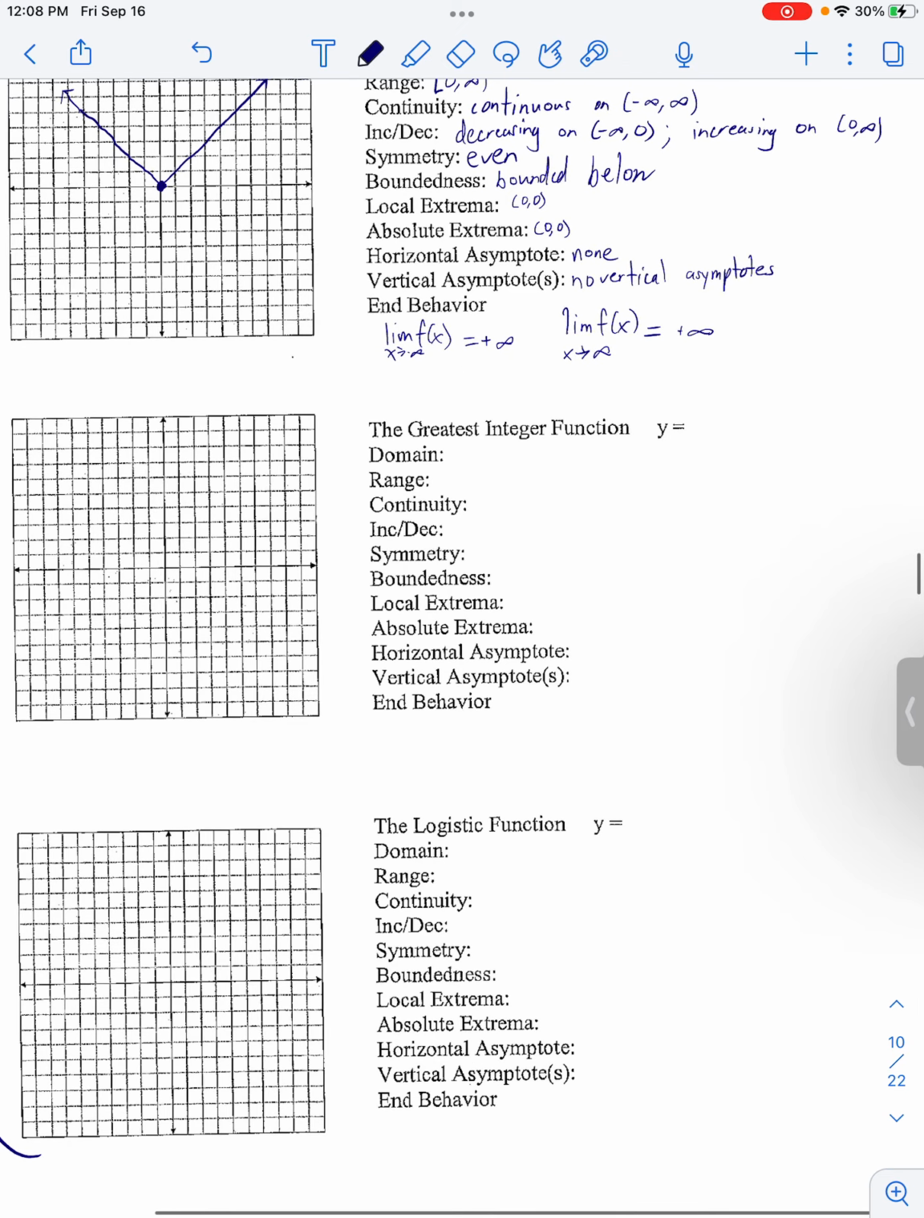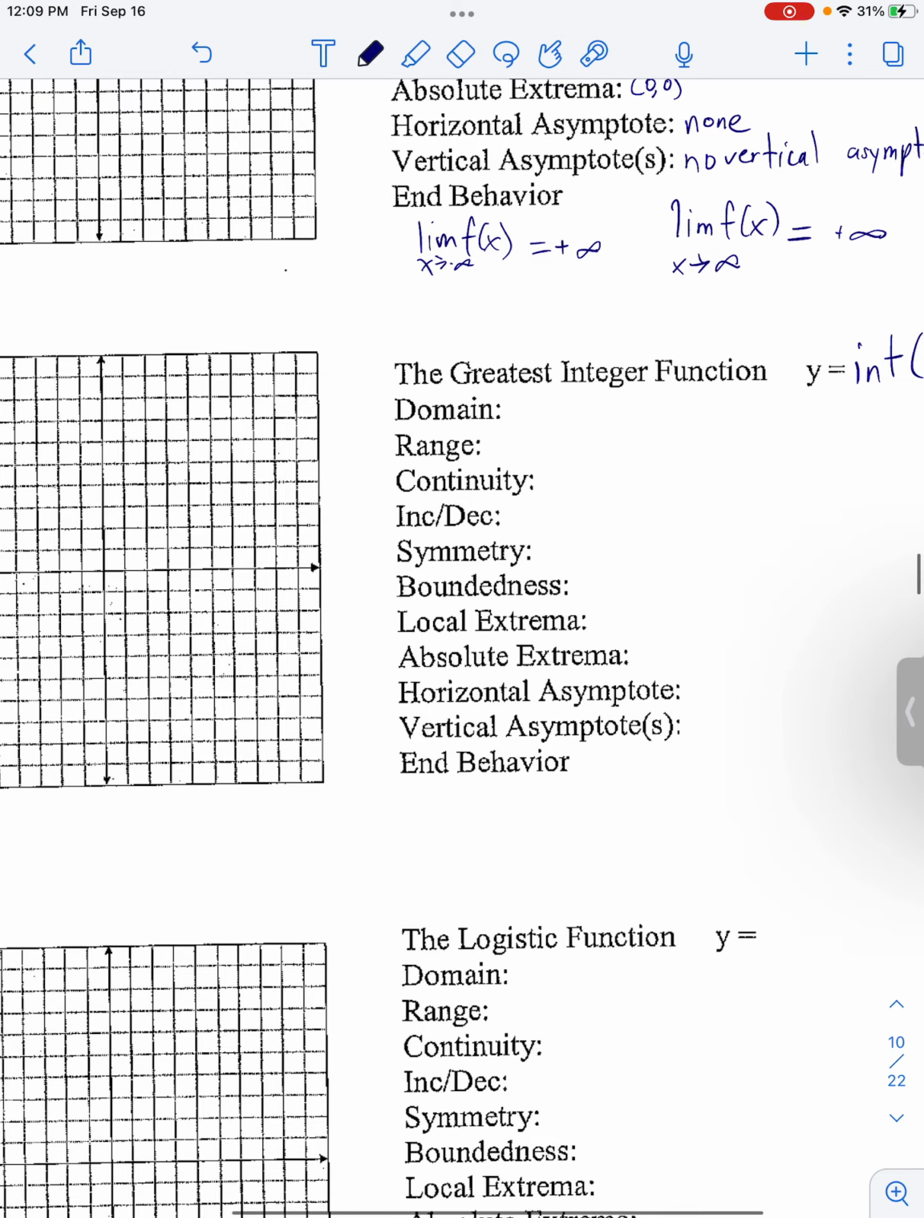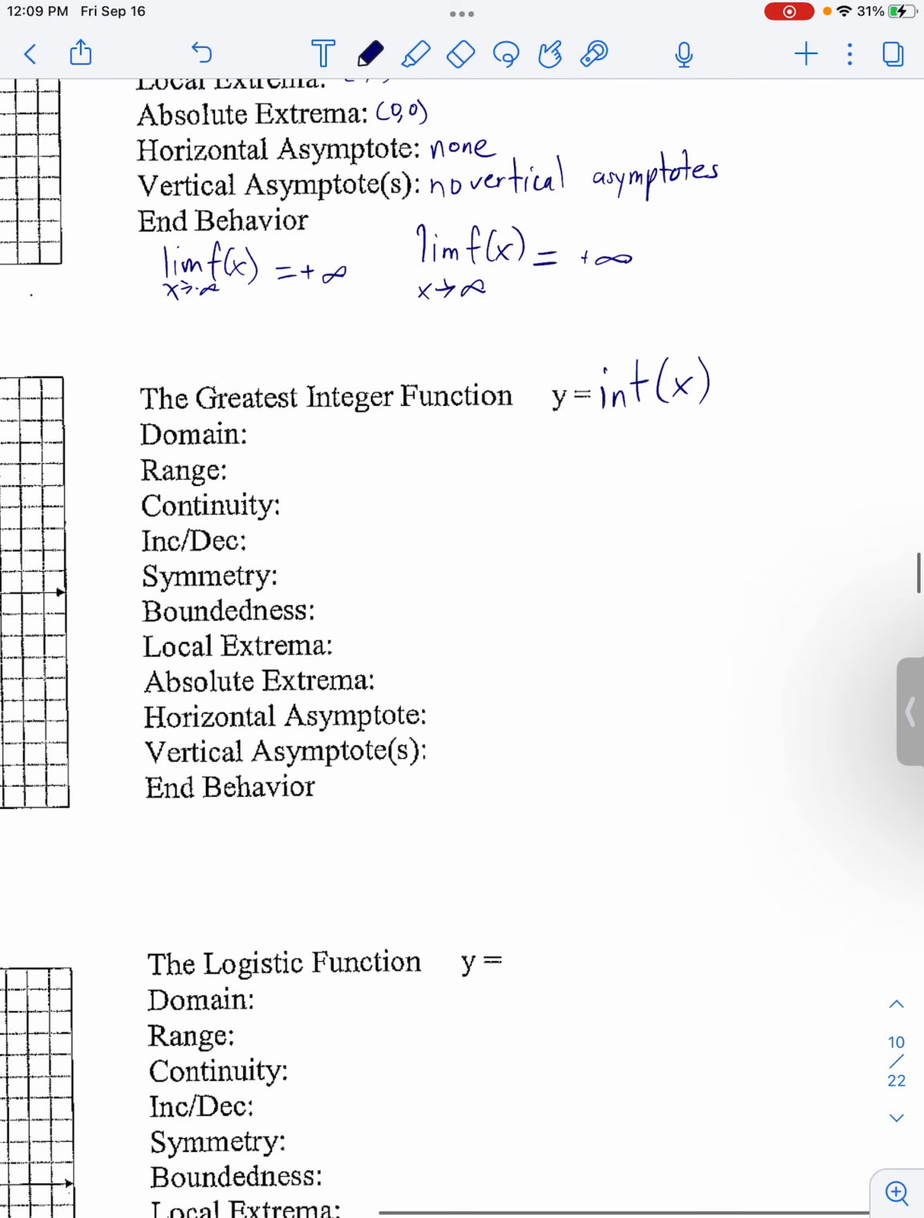Greatest integer function. This is one we saw in class today. I'm filming this on Friday, the day we took the quiz. So the greatest integer function, we write y equals int x, but that probably doesn't mean anything to you. Hopefully it will in a minute. Okay, int x, so what does this mean?